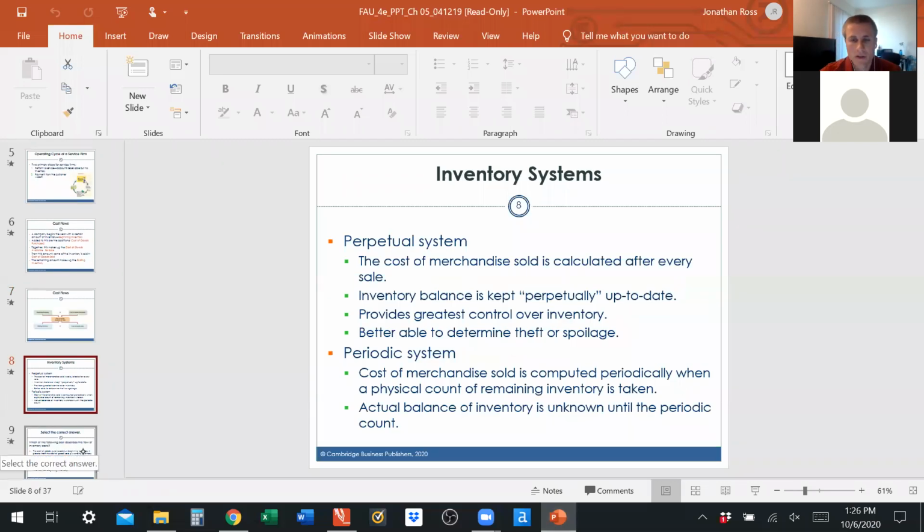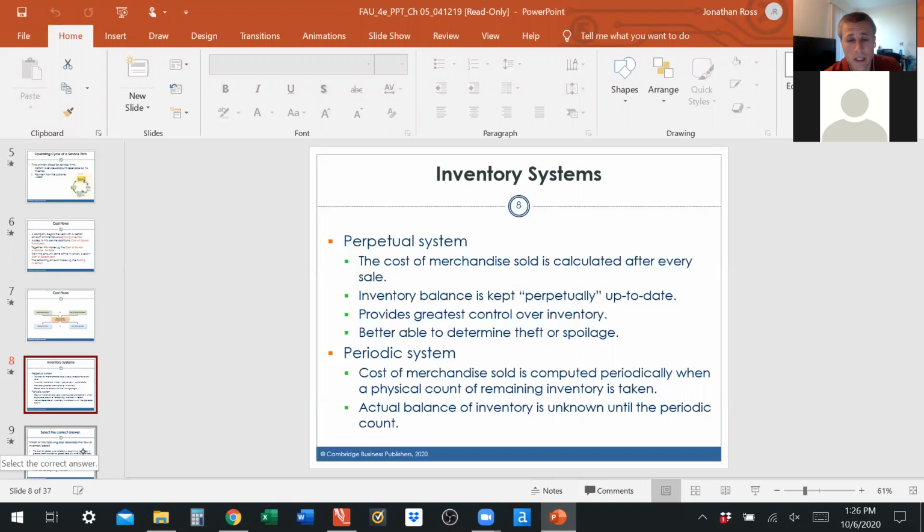All right, there are 2 types of inventory systems a merchandising firm can use. They can use either a perpetual inventory system or a periodic inventory system. GAAP allows the company to pick which type they want to use. With a perpetual inventory system, think of the word perpetual. What does it mean? It means you're always doing something. Whereas periodic, you only do it at the end of every period. Periodically, not always.